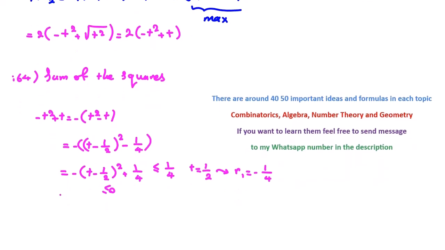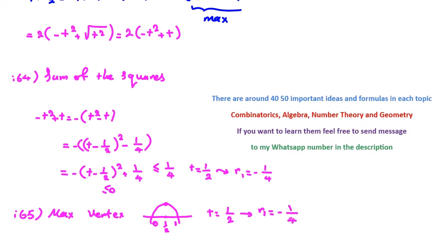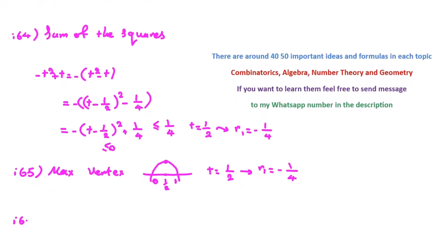Now, second solution. When we have a parabola, for finding the maximum, you use the vertex of the graph. This is a parabola that opens down, and we should find its vertex, and the roots are 0 and 1. So at 1 half we will reach the vertex. If we can't find the roots, use the midpoint. So again, t equals 1 half, then r1 equals negative t squared, which is negative 1 over 4. Third solution: we can use derivatives, if you know derivatives.